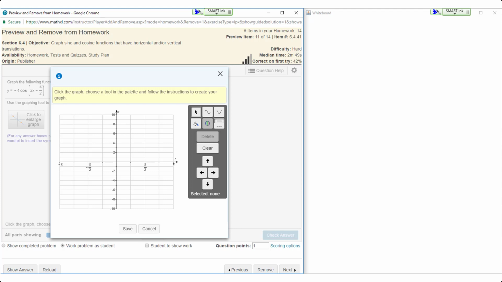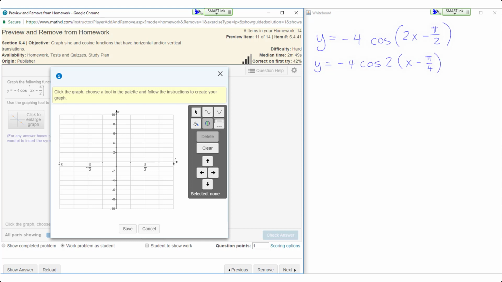Now, before we go to put that on the graph, what we should do is first identify the changes that are occurring. So we have y equals negative 4 cosine of 2x minus pi over 2. The first thing that I need to do is factor out the 2 from the x so that my phase shift and my period change are not affecting one another. So I'll write this as 2 times the quantity x minus pi over 4.